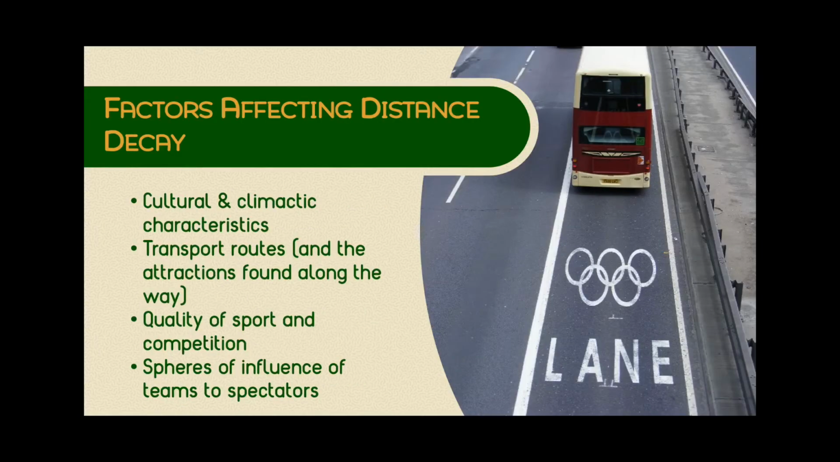Now, let's talk about the specific factors that affect distance decay. So, the first one is cultural and climatic characteristics. So, syempre, if the place of origin has a different culture or has a different climate than the place of destination where the sports event is happening, then there is more likely that distance decay will happen.